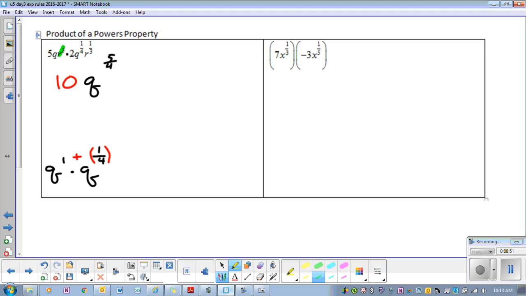And then now the R's, guys. R cubed times R to the 1/3. What is that? What do you do with those exponents? Oh, you add them. So what is 3 plus 1/3? 4? Good. 4/3. And there you go. Done.